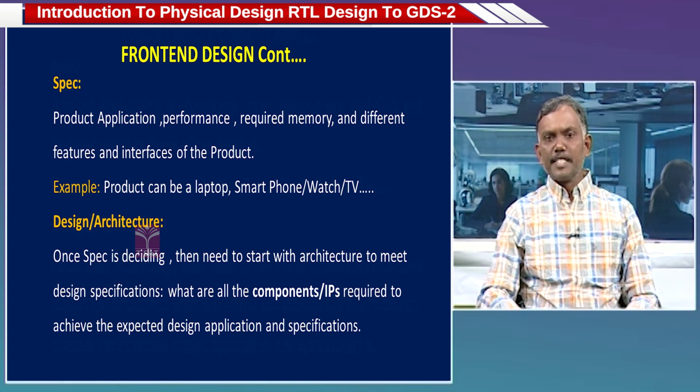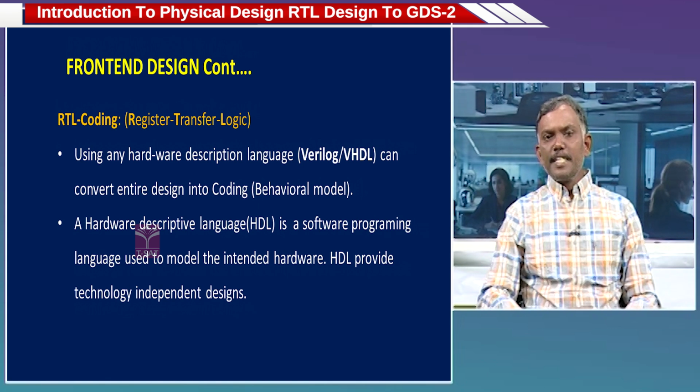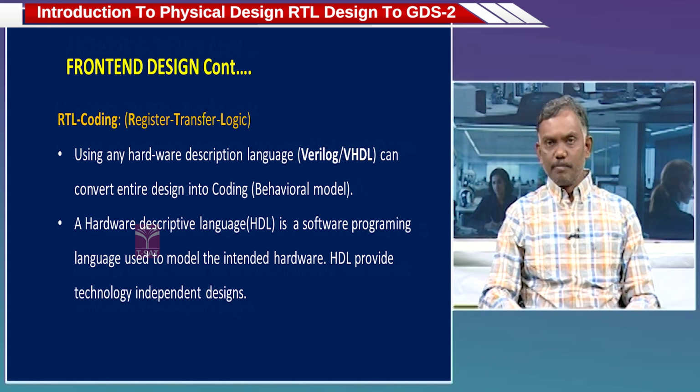Once the specification is decided, you need to go to the next level, nothing but the design or architecture level. Once the spec is decided, we should pass the specification to the design team. The design team starts working on different components or IPs required to meet these specifications or target performances. Once the design is completed, the design details will go to the RTL design team.